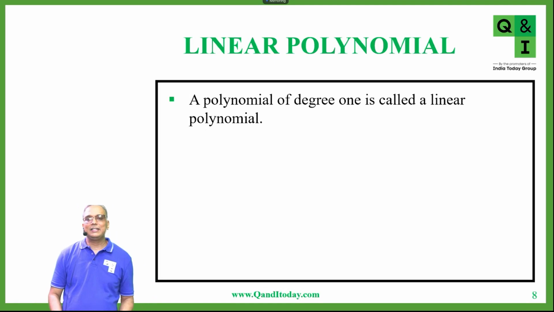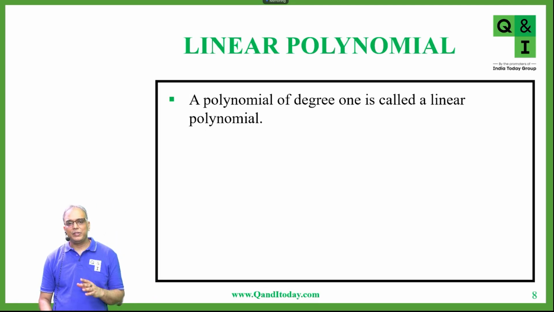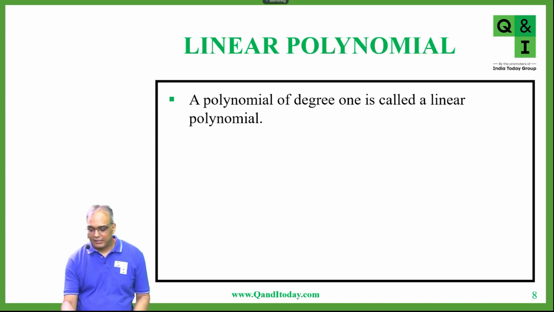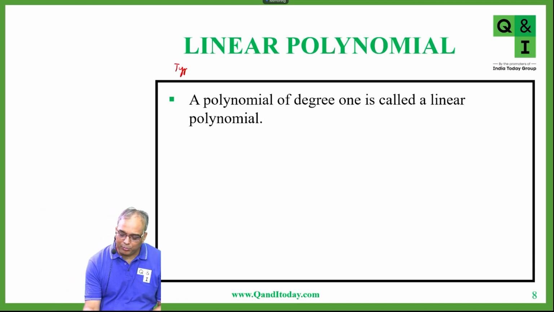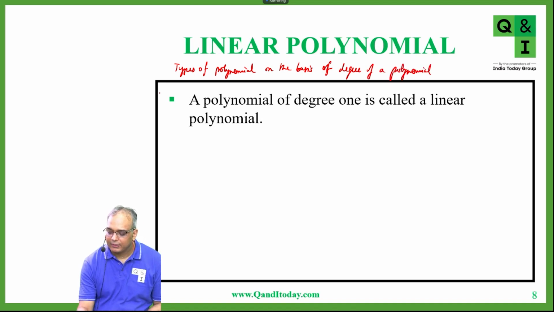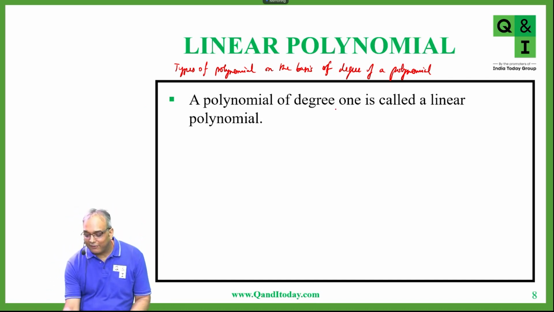Now let us consider the types of polynomials, which are differentiated by the degree of the polynomial. A polynomial having degree 1 is called a linear polynomial. So now we are considering types of polynomial on the basis of the degree of a polynomial. A polynomial of degree 1 is called a linear polynomial.